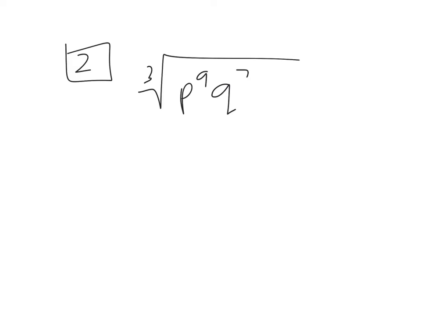Second problem. I've got the cube root of p to the 9th, q to the 7th, and r to the 5th power. When I'm looking at my exponents again, check to see, are they divisible by 3? Well, let's look. P to the 9th is divisible by 3. Q to the 7th, however, is not. And r to the 5th is not. So the only one that I can simplify right away is going to be that p to the 9th.